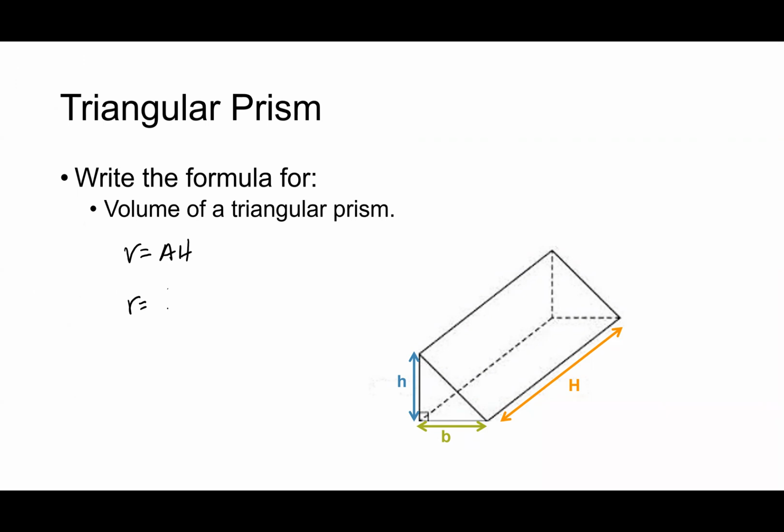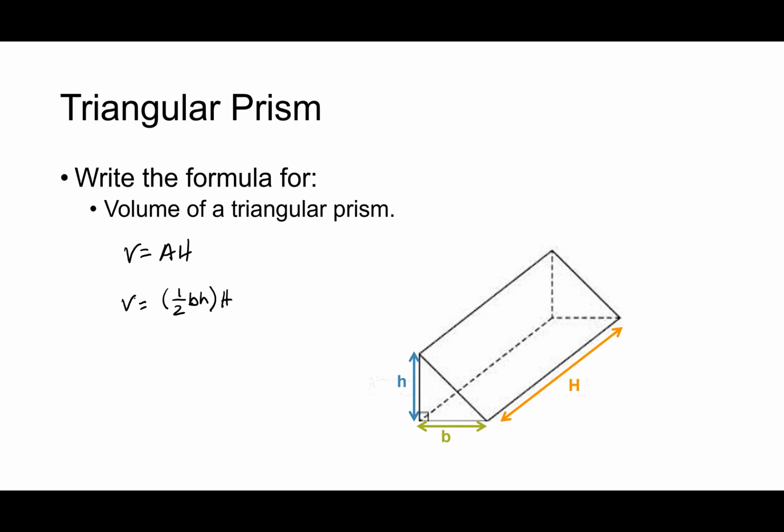Annie? Well, not quite. Base times height would be essentially the formula for a rectangular prism. One half base times height, yeah, times height of the figure. Gabby? Oh, what's a B? I just biffed it. There you go. Not my best penmanship.